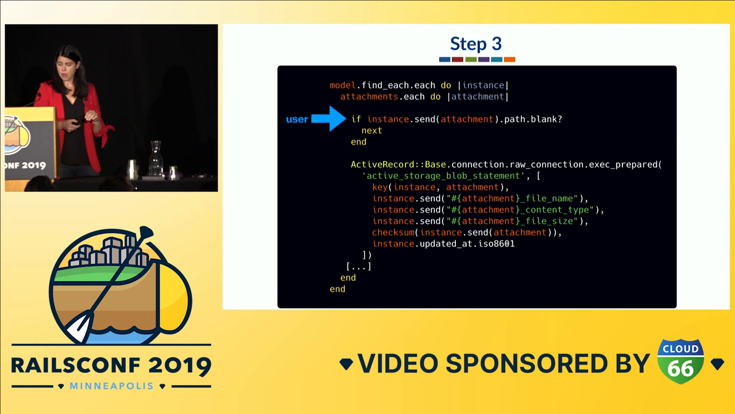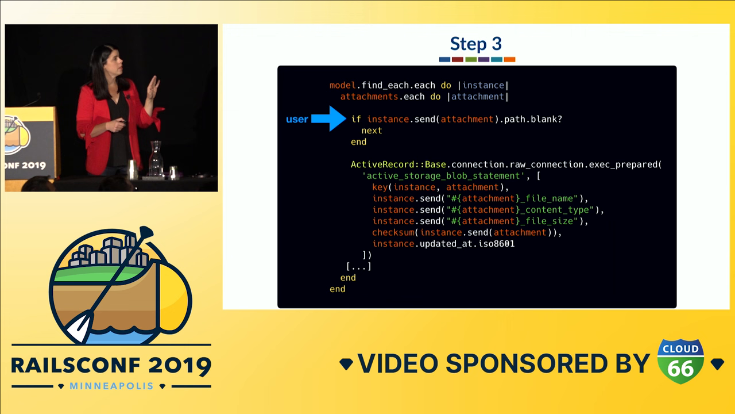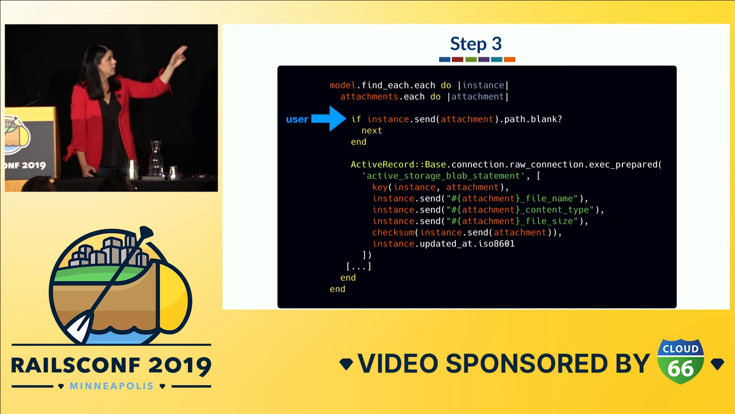So the thing I wanted to show you here is this. The reason I want to show you this is instance, which is just the instance of your user. So this is instance, our attachments avatar in our example. So user.avatar.path.blank. That statement is dependent on the relationship Paperclip creates between user and avatar.